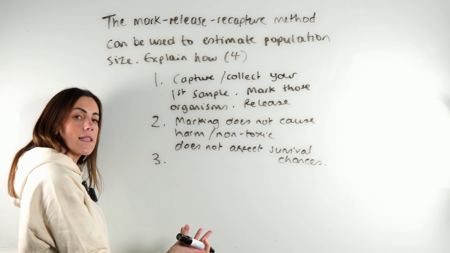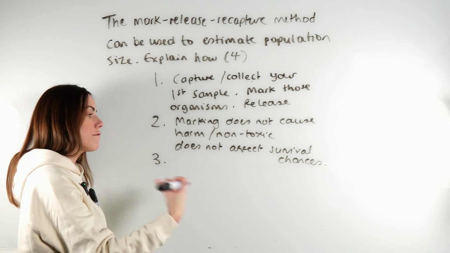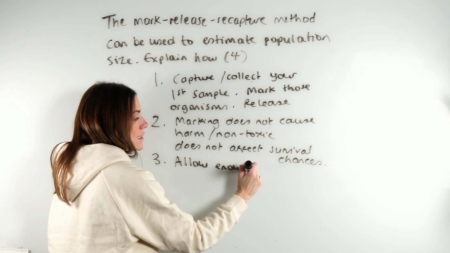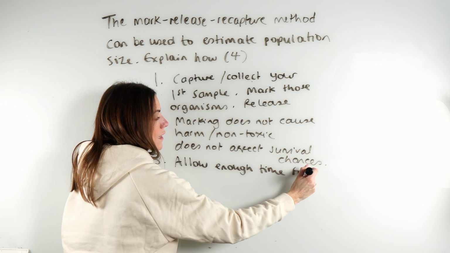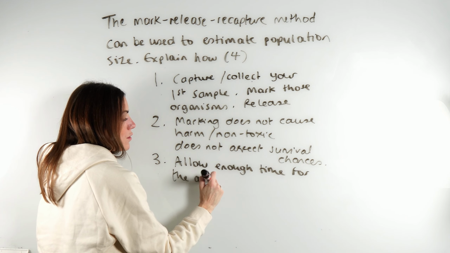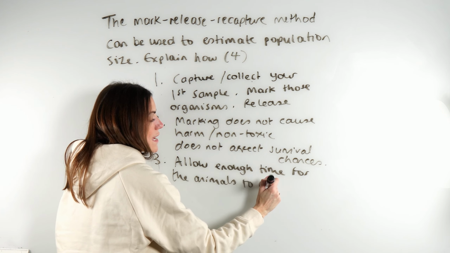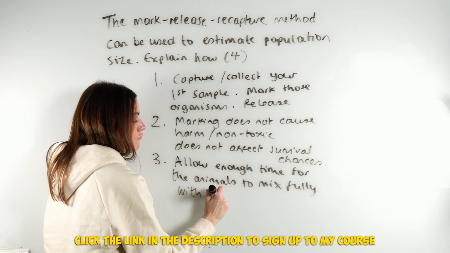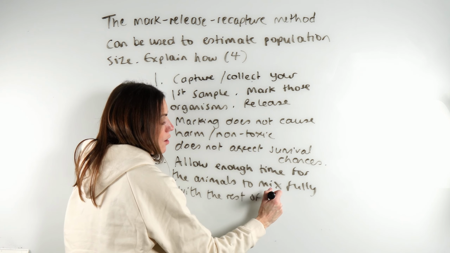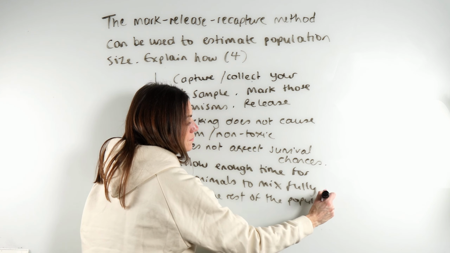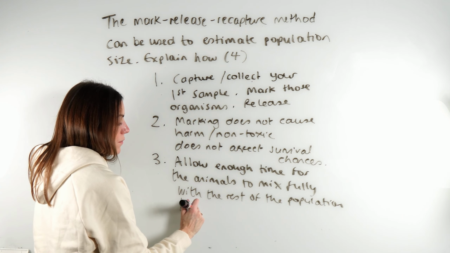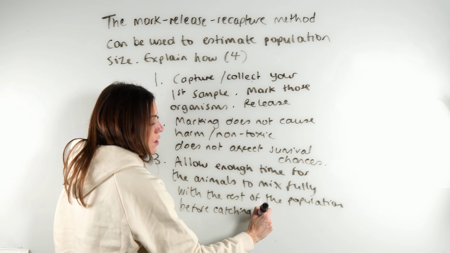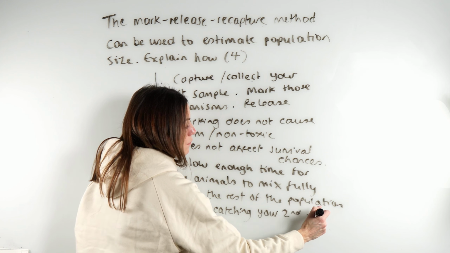Okay? Right, marking point number 3. After you've released these animals, so you've marked them, you've released them, you need to allow enough time for the animals to mix fully with the rest of the population before catching or collecting your second sample.